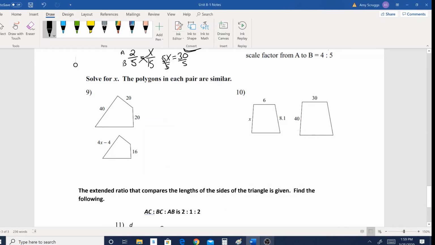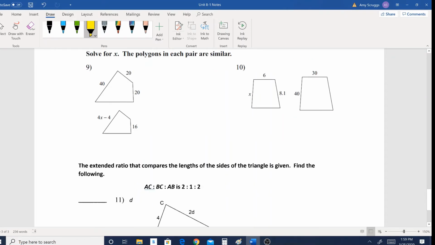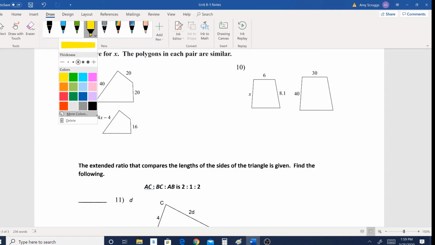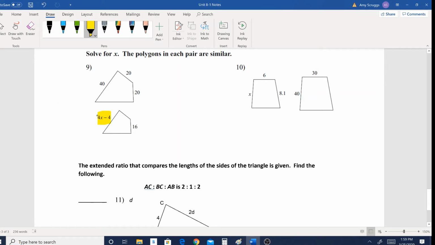Okay, we're good. It says that they're already similar, so I can tell by looking at it here that I'm going to have, first of all, to use this side right here because it's the one with the x. That side corresponds with 40, so if you wanted to, you could just go ahead and set that up.